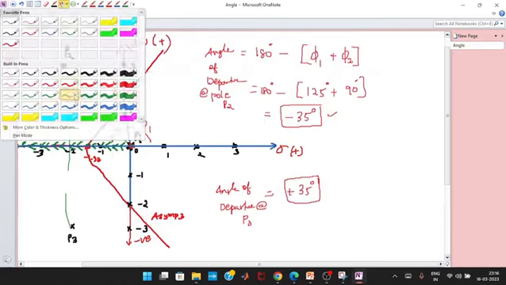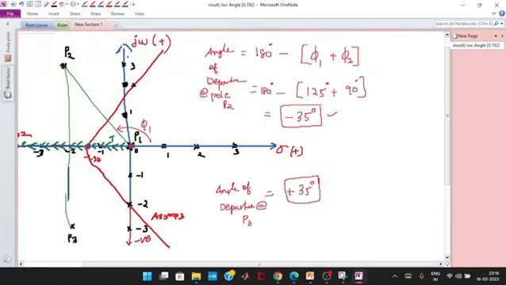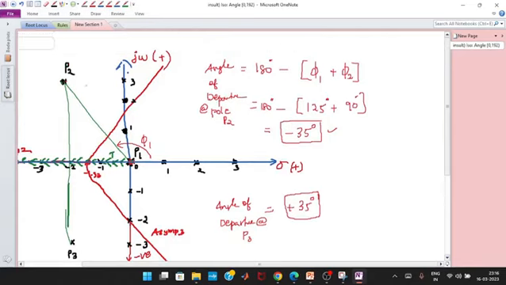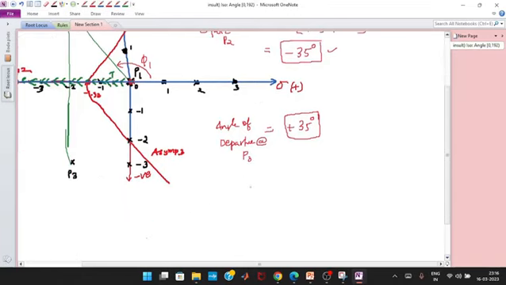So now let me connect it. I hope you guys have understood, right? So now you have to mark the angle of departure. Angle of departure means from this point you have to mark the root locus, minus 130. So from this you have to take your protractor.